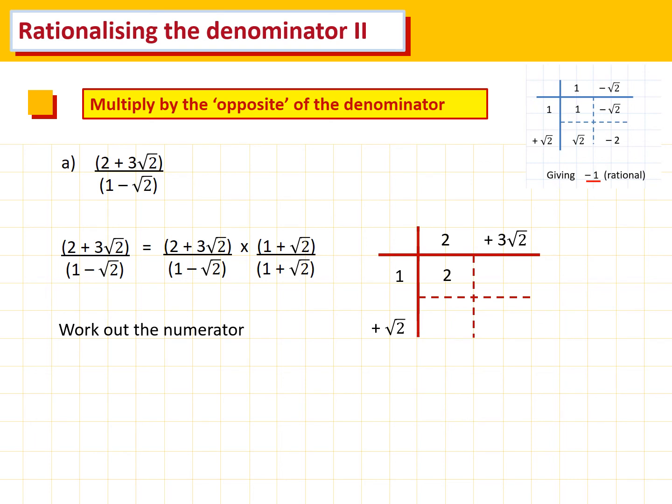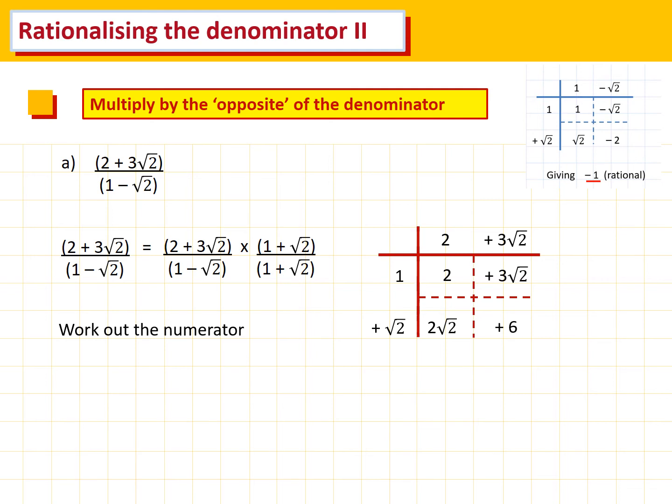1 times 2 is 2. 1 times 3 root 2 is 3 root 2. Root 2 times 2 is 2 root 2. And finally, 3 root 2 times root 2. Well, root 2 times root 2 is root 4, which is 2. And we're timesing that by 3, which will be 6. Just take your time and make sure you understand where we get 6 from in that last cell.